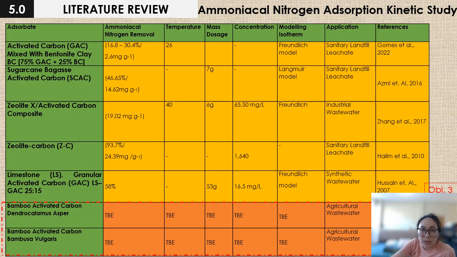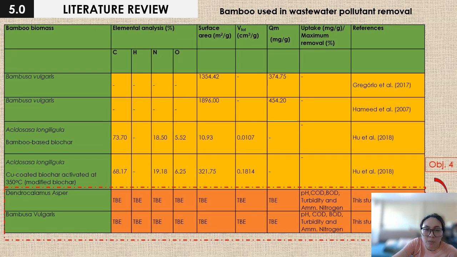Then for the ammonium nitrogen kinetic study, there have also been studies that absorb ammonium nitrogen using bentonite clay, activated carbon, sugarcane bagasse, zeolite, and limestone. Here we are going to use bioactivated carbon of Dendrocalamus asper and Bambusa vulgaris, and check the pH, COD, BOD, turbidity, and ammonium nitrogen concentration after the absorption process.